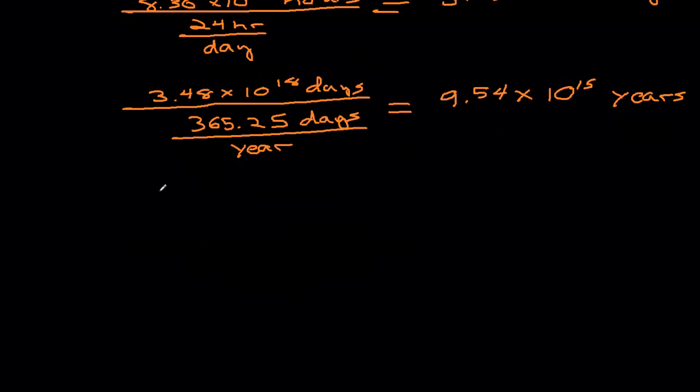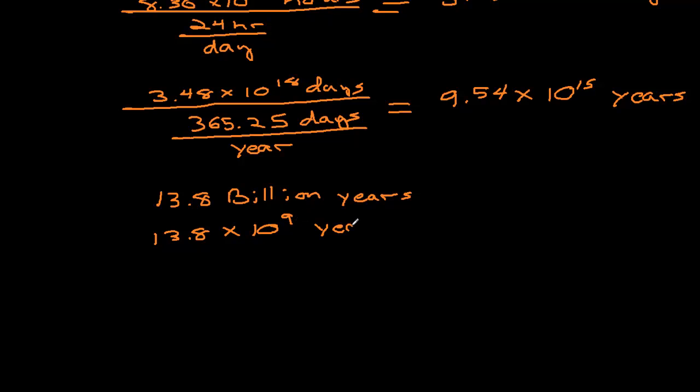Science tells us, and I just checked on Wikipedia, that the current number we hold out for the age of the universe is 13.8 billion years. That's 13.8 times 10 to the 9th years for the age of the universe. And that's a huge number also.